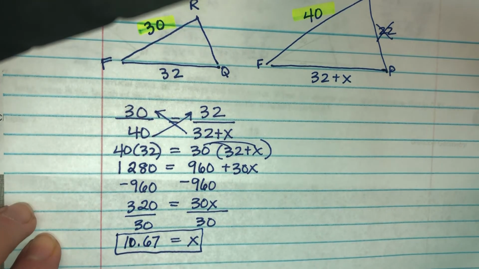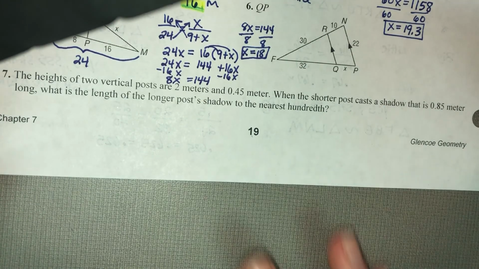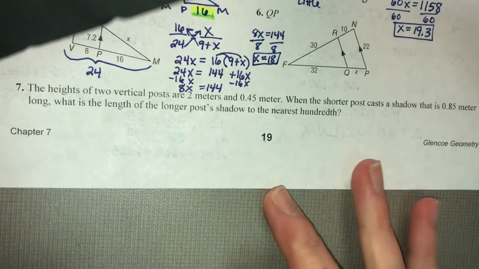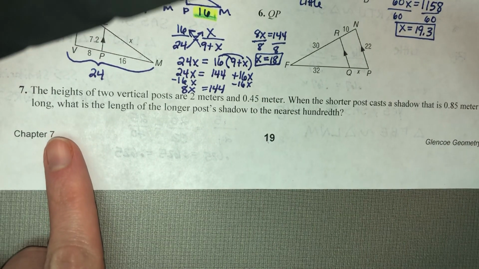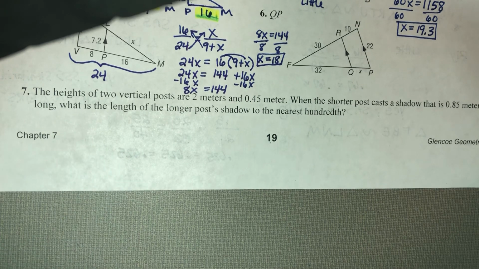I hope so. All right, there's just one problem left in the notes today, and it's a little word problem. It says, the heights of two vertical posts are 2 meters and 0.45 meters. When the shorter post casts a shadow that is 0.85 meters long, what is the length of the longer post's shadow to the nearest hundredth?